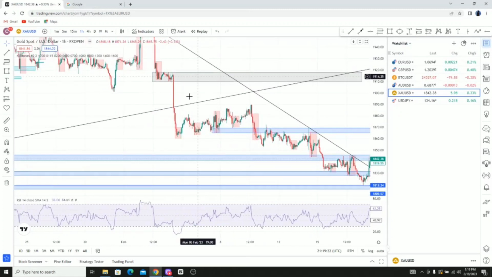As you can see, gold broke this trend line on the 1 hour, and it has been testing this supply zone. How did I get this supply zone? You know what I like to do.